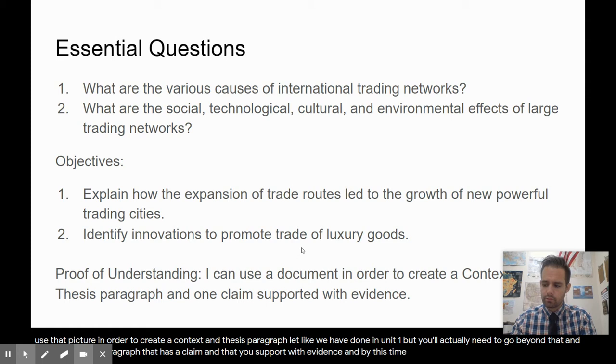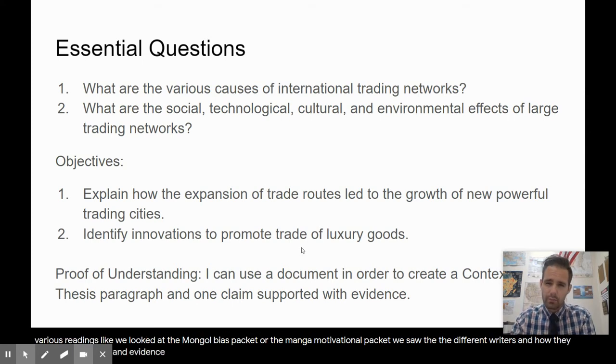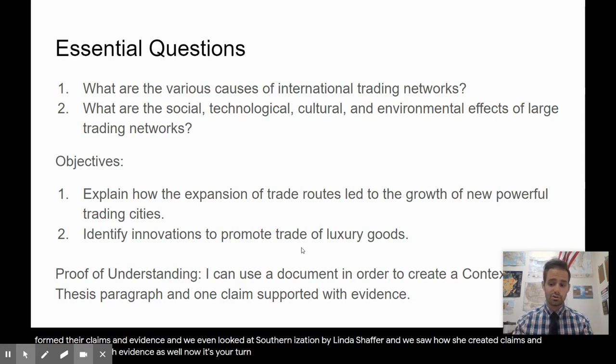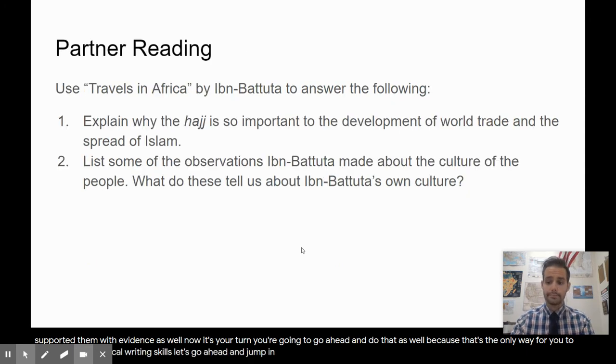And by this time, we've already seen examples of that in our various readings. Like we looked at the Mongol bias packet or the Mongol motivational packet. We saw the different writers and how they formed their claims and evidence. And we even looked at Southernization by Linda Schaefer, and we saw how she created claims and supported them with evidence as well. Now it's your turn. You're going to go ahead and do that as well, because that's the only way for you to develop your historical writing skills. Let's go ahead and jump in.